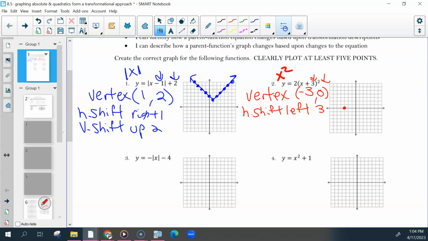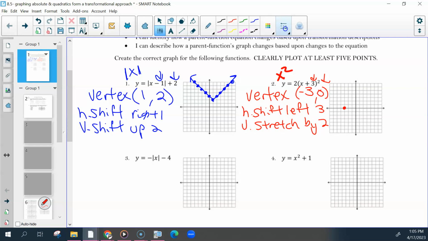What else happened? What other transformation happened? What did that 2 do? Doesn't it flip it? If there was a negative, it goes up. It doesn't shift because there's nothing in the back. It is a stretch. It's a vertical stretch by 2. So that's going to help us plot the points.